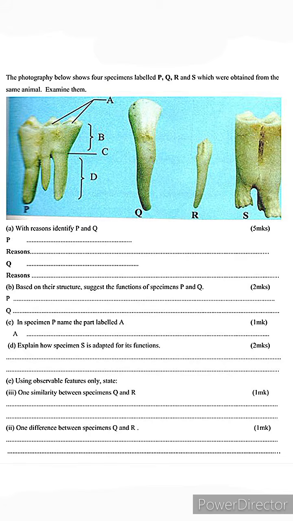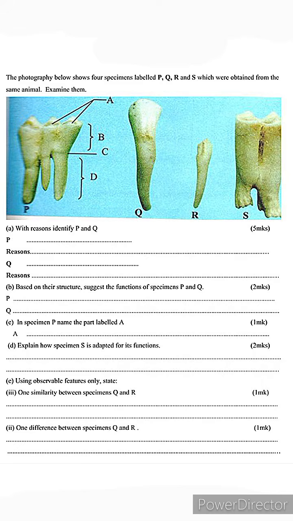Specimen S has 2 roots. So this becomes the premolar. Now we are left with Q and R. If you were to look at Q, you'll notice that it's chisel shaped, and therefore this is the incisor. And R becomes the canine because it has a pointed tip. I believe we're now ready to tackle the questions.